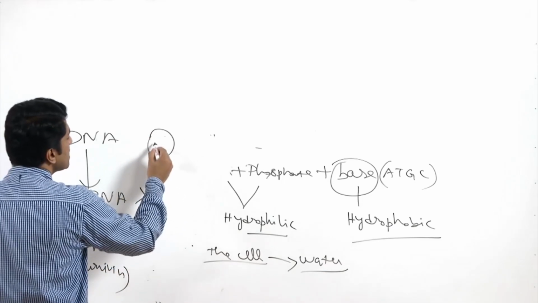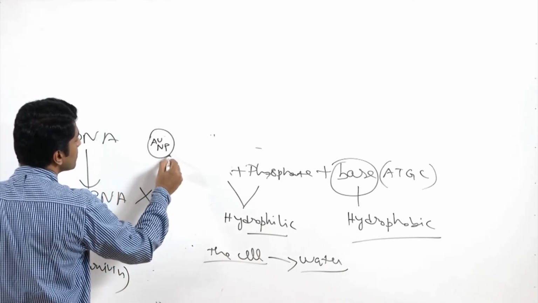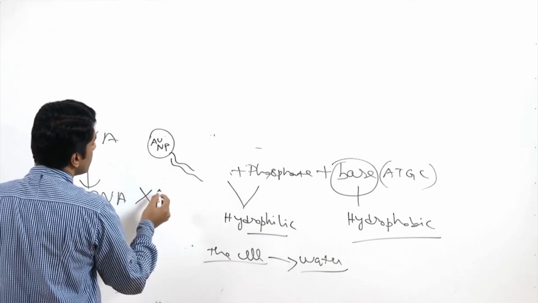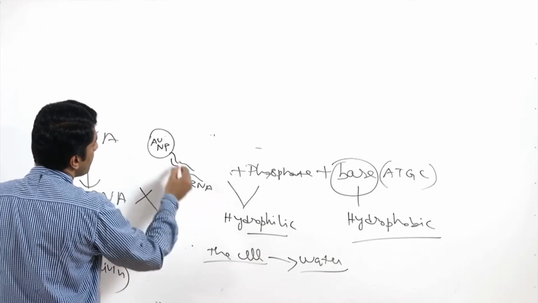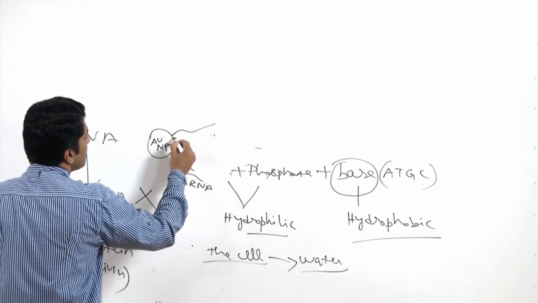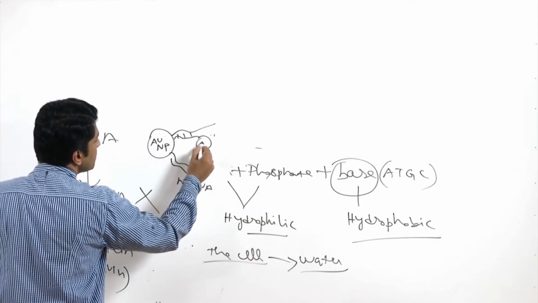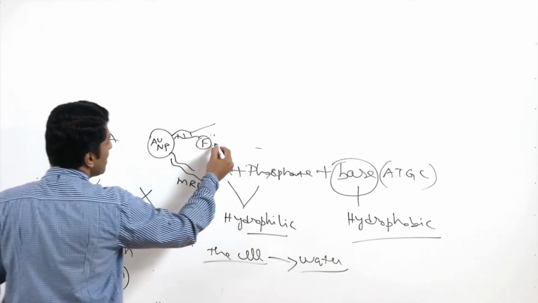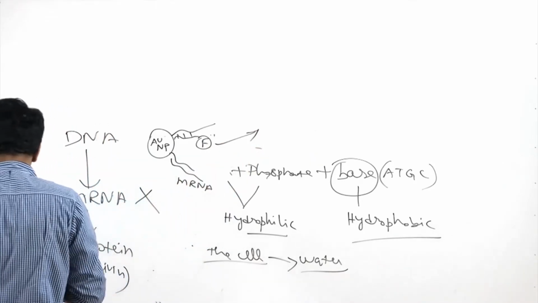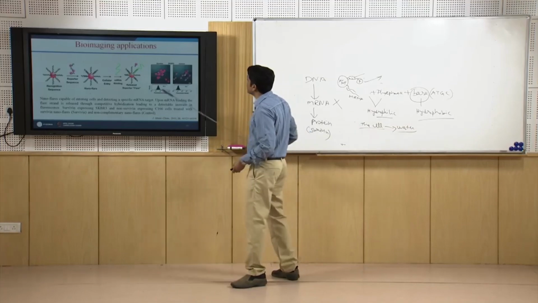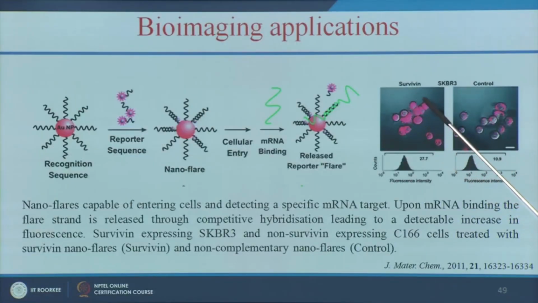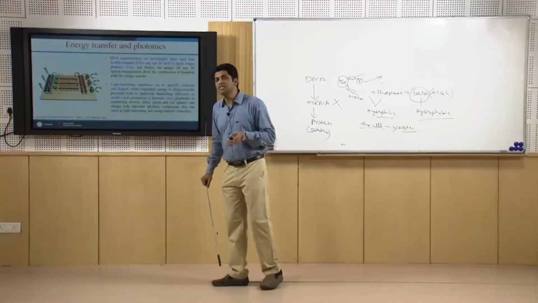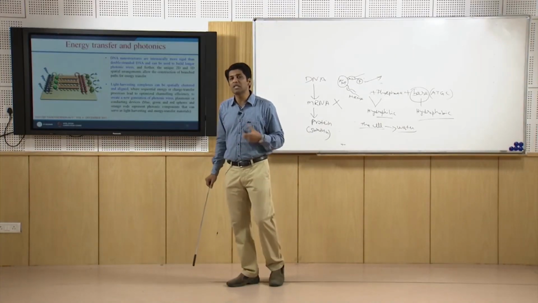Okay, so the sequence which is tagged to the gold nanoparticle, this mRNA will bind to this. Okay, so what happens is when the mRNA binds, the sequence with the fluorescent signal will be released. So once it is released, it will give the fluorescent signal. So here you can see the cells which have more survivin show more fluorescent signal when compared to the control cells where the survivin expression is less or there is no expression of survivin. So we can use this DNA based nanoflare for various diagnostic as well as for therapeutic applications.